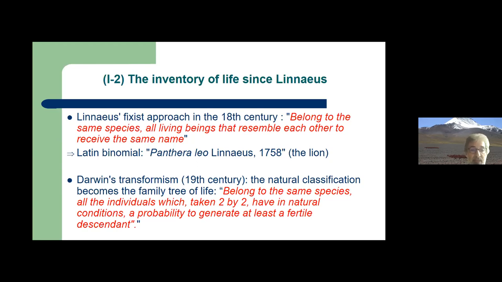And that gives the Latin binomial name for every species, for example, Panthera leo Linnaeus for the lion. But with the description of evolution with Darwin's transformism in the 19th century, we developed another natural classification that became the family tree of life. And for Darwin, belonging to the same species means all the individuals which, taken two by two, have in natural conditions a probability to generate at least one fertile descendant. So it is completely different, and we put the name of the species only in a tree of evolution, and we conserve this definition of species until today.